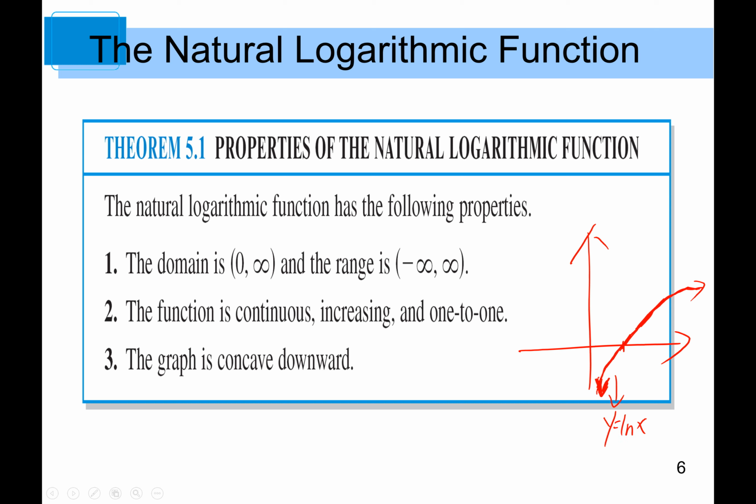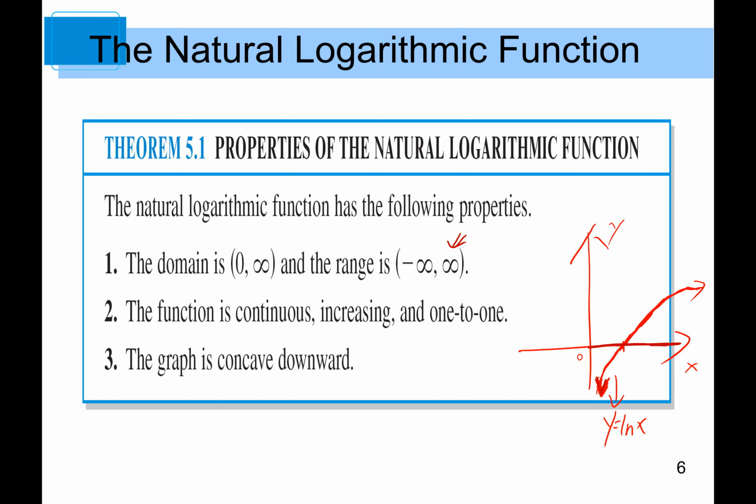And as you can see, the domain is from 0 to positive infinity. It gets infinitely close to the y-axis, but never touches it. So the domain is from 0 to positive infinity. Domain is right here. And as you can see, it goes up and down in both directions forever. So the range is all real numbers, meaning from negative infinity to positive infinity.